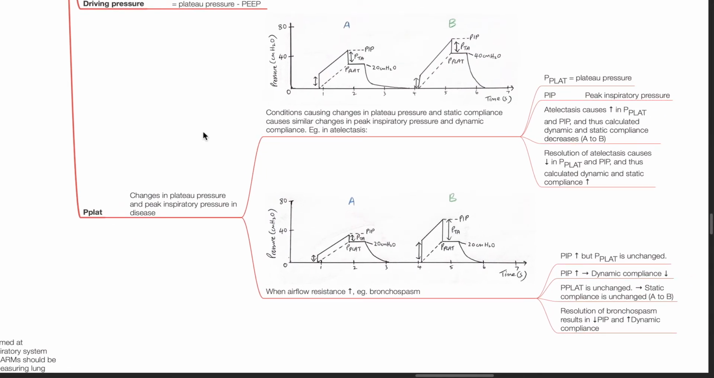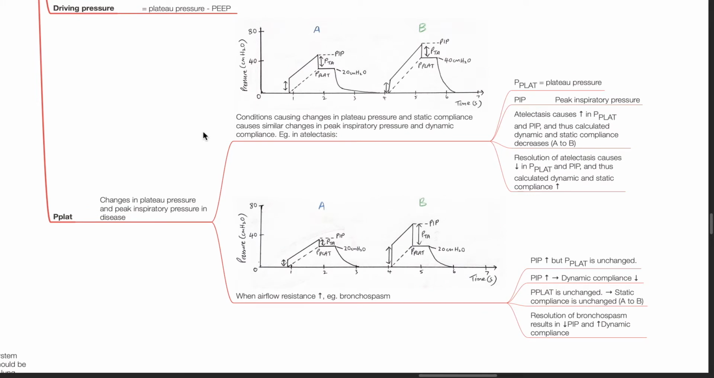P plateau. Changes in plateau pressure and peak inspiratory pressure in lung disease. Conditions causing changes in plateau pressure and static compliance cause similar changes in peak inspiratory pressure and dynamic compliance. For example, during atelectasis, there is increased P plateau and peak inspiratory pressure, and thus calculated dynamic and static compliance decreases.